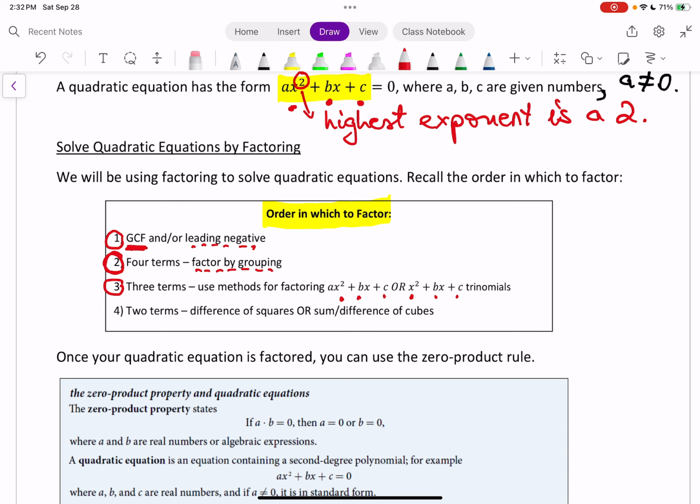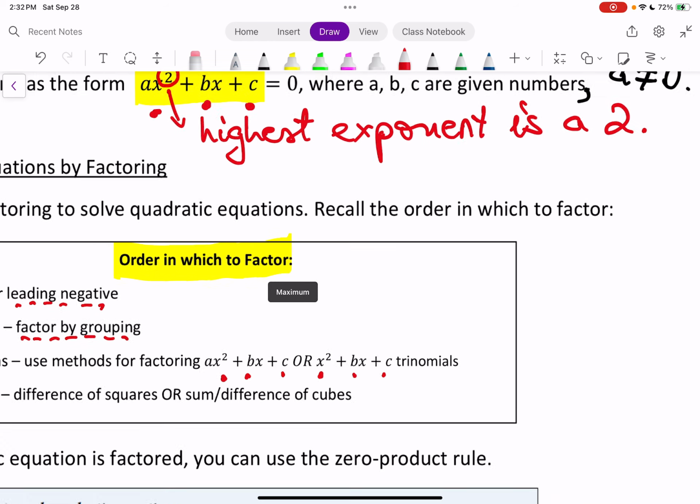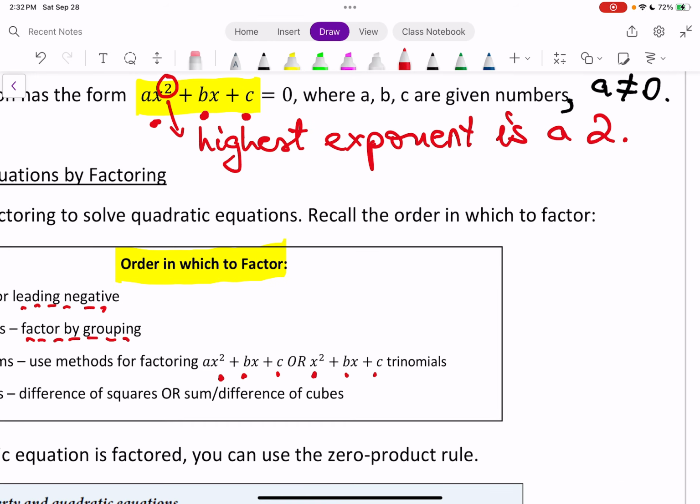Now, you might be wondering, isn't this the same thing? Not quite. In the second expression, the a value at the front is equal to 1. So if you don't see a coefficient in front of x squared, that means it's a 1, and then factoring is much easier for that. So then if there is a number in front of x squared, we have different methods.